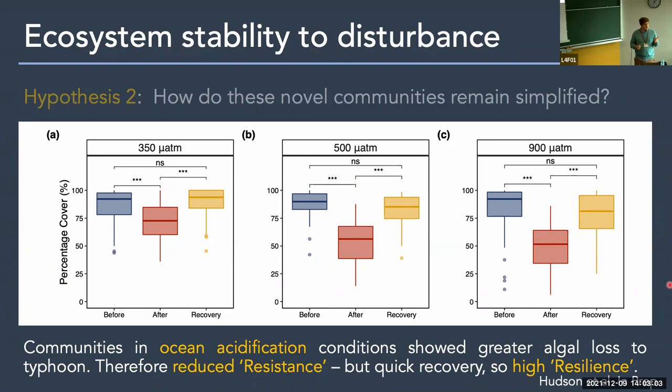And so we're thinking, okay, the ability of the community to resist this kind of disturbance is not bad in the present day. You get some pretty sizable typhoons, and it's not too much of a change. But for those acidified communities, you're getting a lot more of that algae being lost. But given a couple months, they are actually recovering. So when you look at the blue compared to the yellow in all of these, it's about the same. So despite the high CO2 having less resistance, because you have more loss, they can recover afterwards quite quickly. It suggests that their resistance is reduced, but perhaps their resilience, how quickly they can recover, is actually maybe okay.